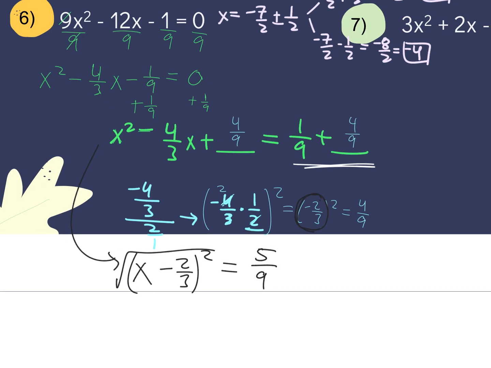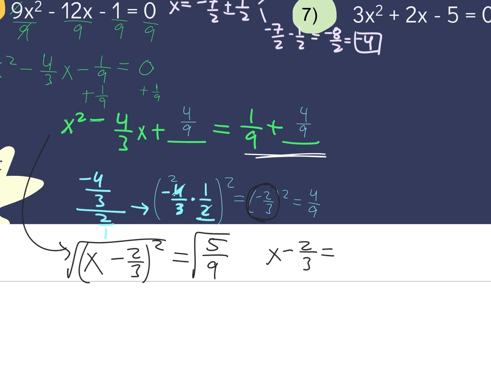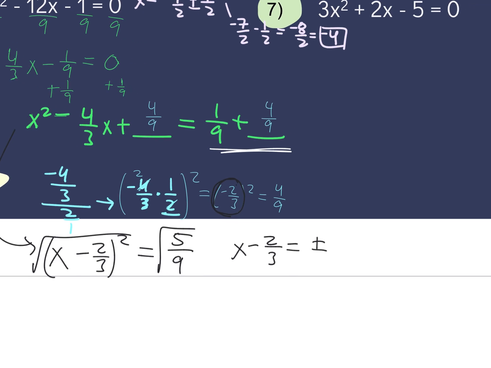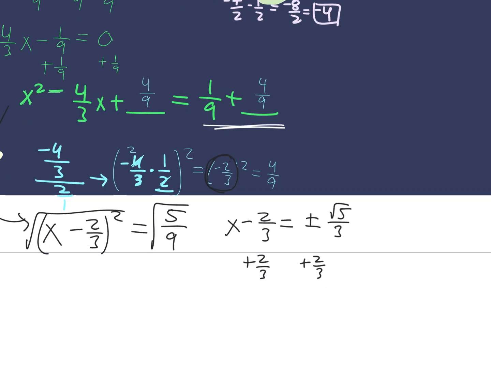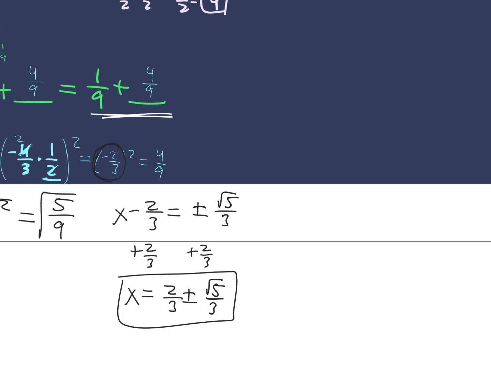And then just like before, I can square root both sides. And so I get x minus 2/3 equals, I can square root the top, square root the bottom, plus minus square root of 5 over 3. And then very last thing I want to do is add the 2/3 to both sides. And so I get x equals 2 over 3 plus minus the square root of 5 over 3, which that's an acceptable answer. Or you can write it under a single fraction. I don't really care. 2 plus minus square root of 5 over 3, like that. That's fine as well.